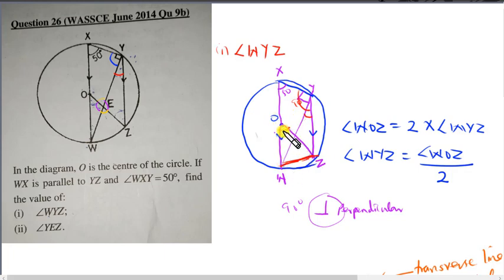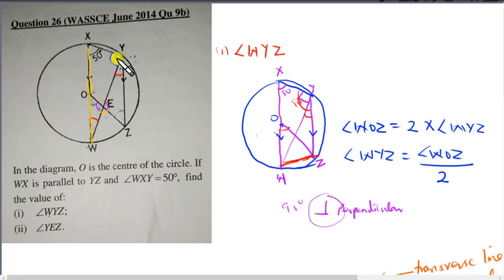But if we don't know WOZ, then we cannot do that. Now, another way that we can find the angle WYZ, because we have parallel lines here, let's look at it very well here. The angle WYZ on the diagram is the same as the angle XWY. Why? If you look at this carefully, you can see that these two lines are parallel lines, that is from X to W. Let me draw it.